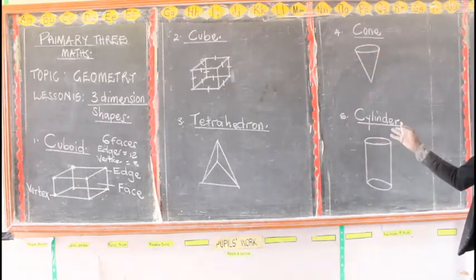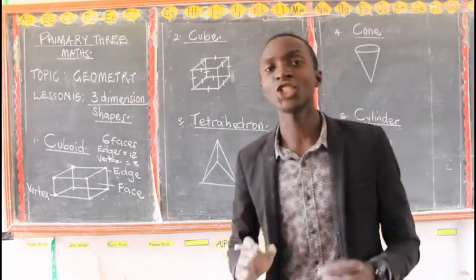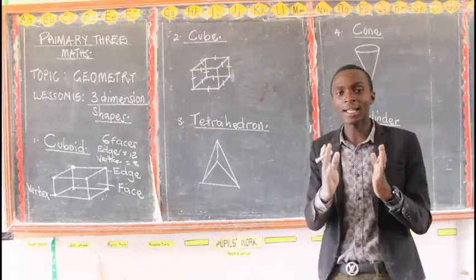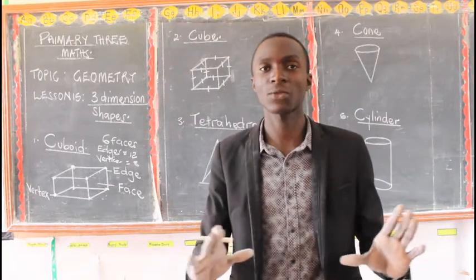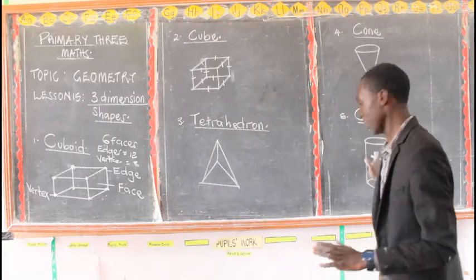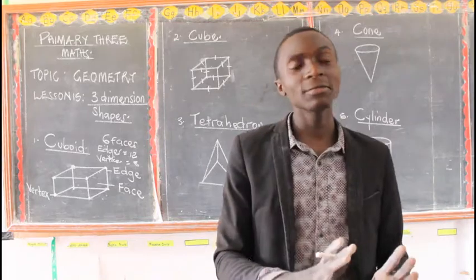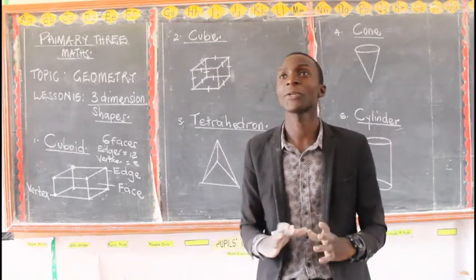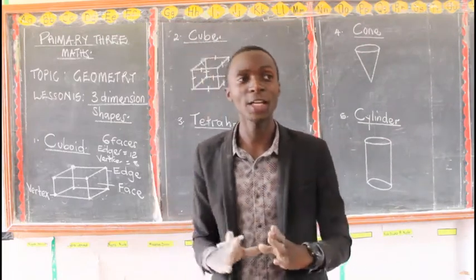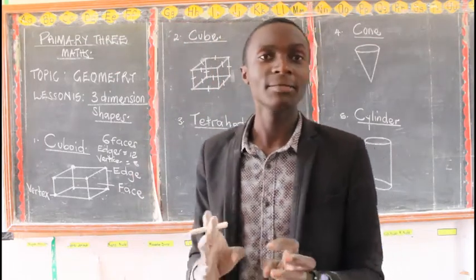We do have what you call a cylinder. A cylinder is also a three-dimension shape or a three-dimension figure. The reason is that it can stand when put on a straight surface. It can stand on its own. That is a cylinder. Examples of cylinders which are found at home: we have a cup. A cup is a good cylinder. We have a tank. A tank is also a good cylinder.